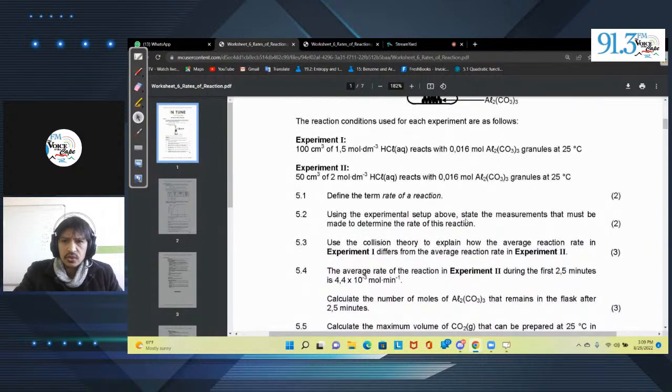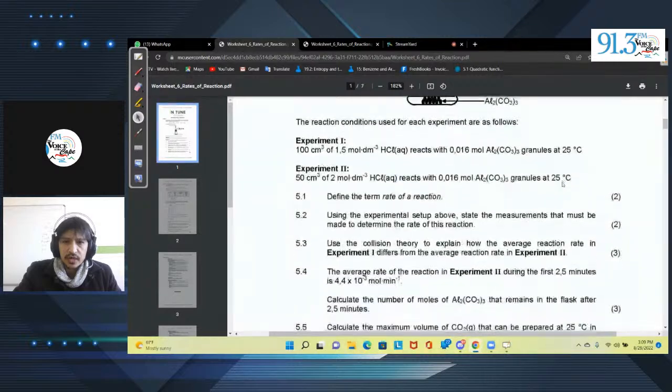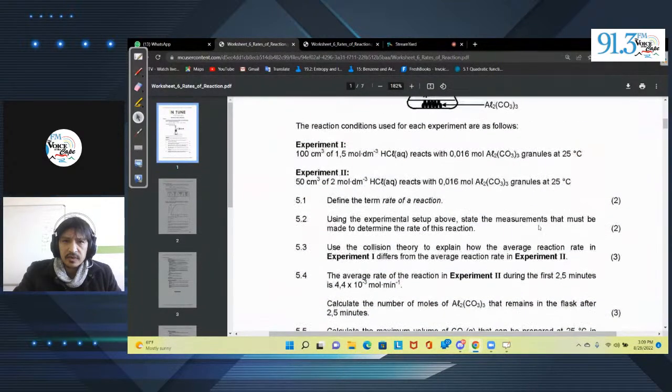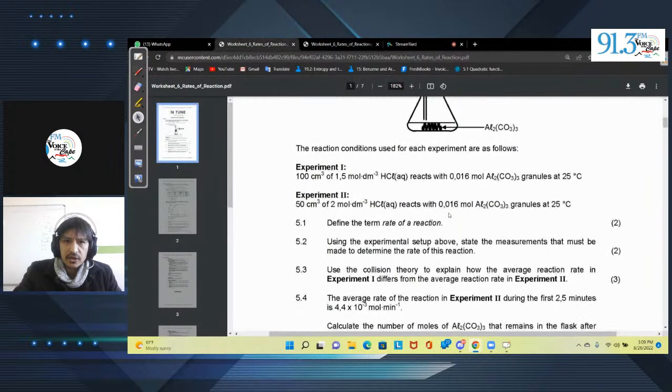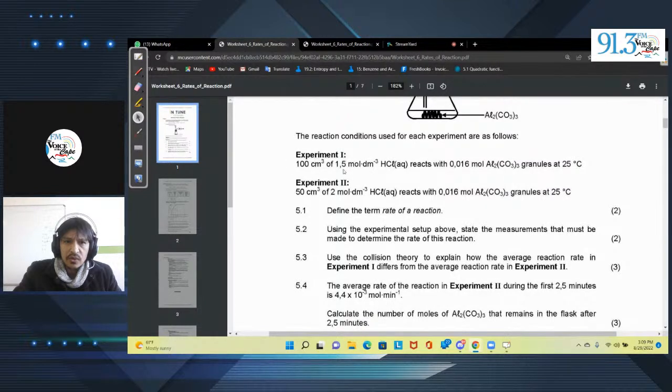5.3. Use the collision theory to explain how the average rate of a reaction in experiment 1 differs from the reaction rate in experiment 2. So they wanted us to explain the differences. Okay, so we're using our collision theory, and we can just quickly go over that. So if we look here, well, more hydrochloric acid particles per unit volume. So of course, what they are speaking about here is if we look at our reactions, here we have a lower concentration with a higher volume, and here we have a higher concentration with a lower volume.